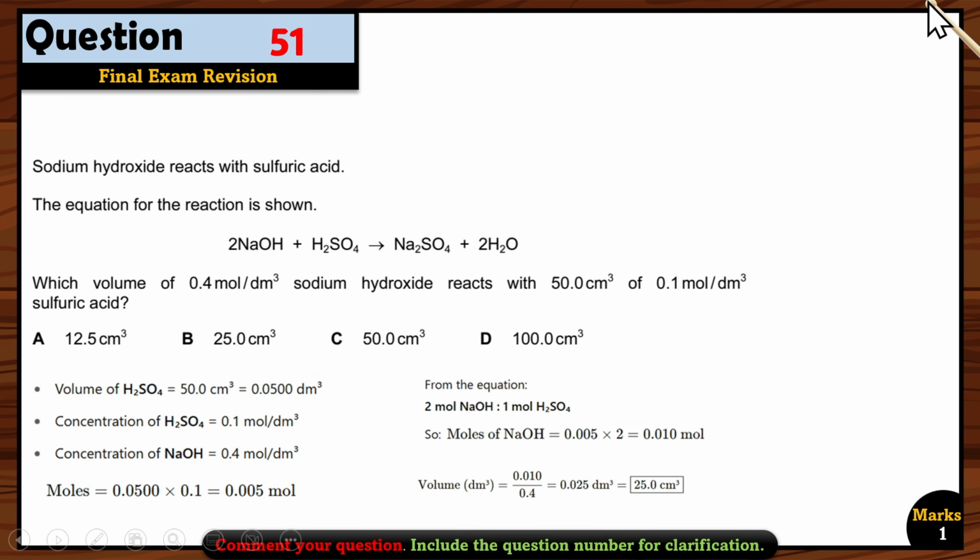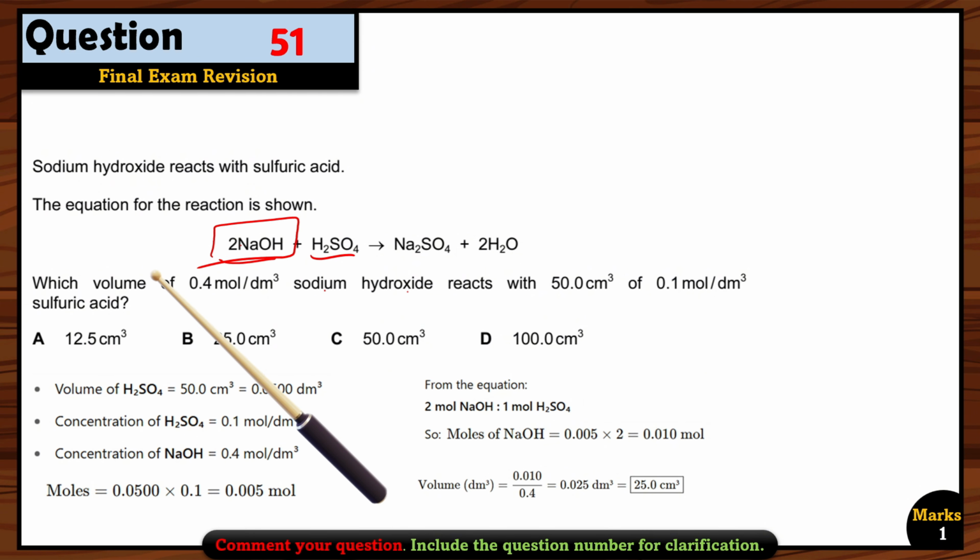Question 51. Sodium hydroxide reacts with sulfuric acid. The equation is given here. Which volume of sodium hydroxide reacts with 50 centimeter cube of 0.1 mole per dm cube of sulfuric acid? Now let's see each piece of information one by one: which information is given and which we have to find. Sulfuric acid and sodium hydroxide are reacting. Which volume of sodium hydroxide? So we have to find the volume of sodium hydroxide.